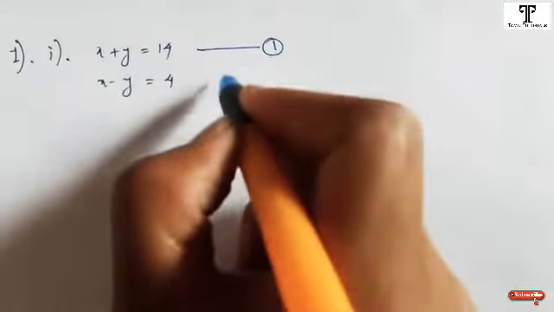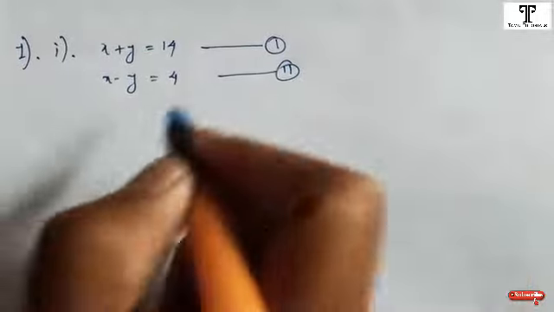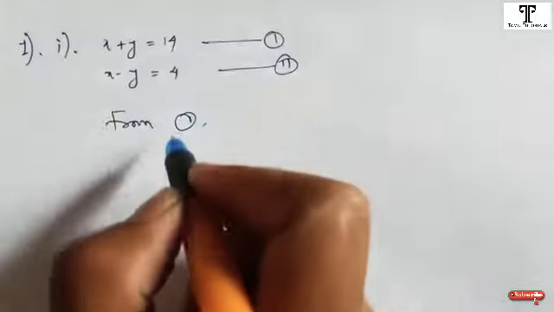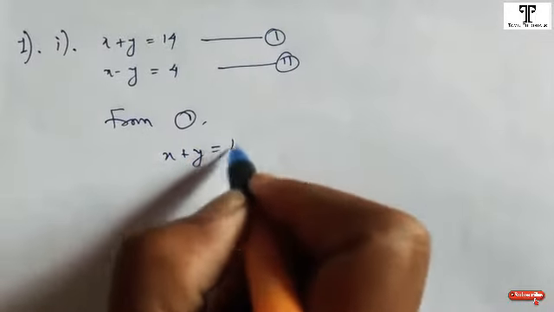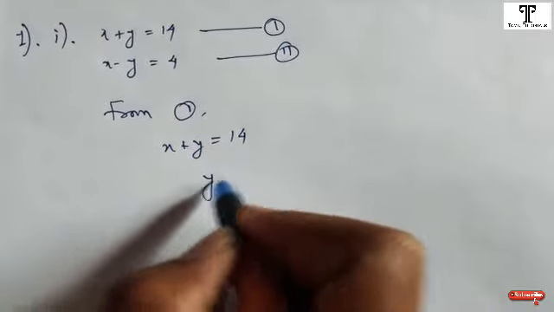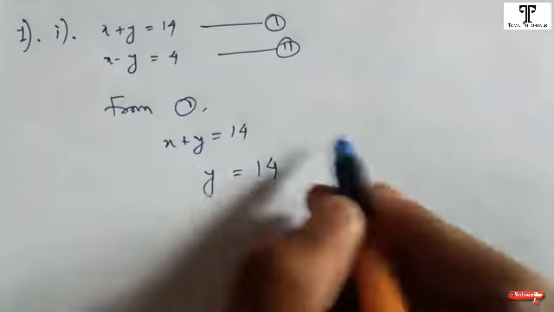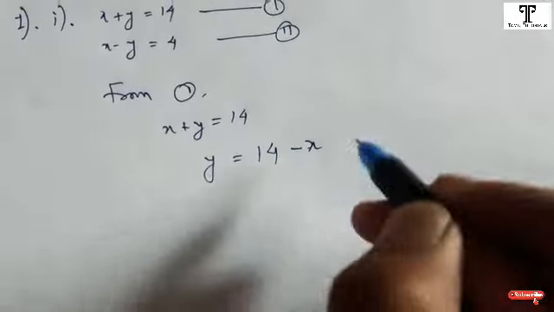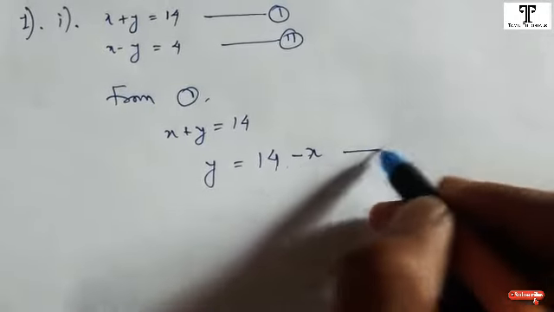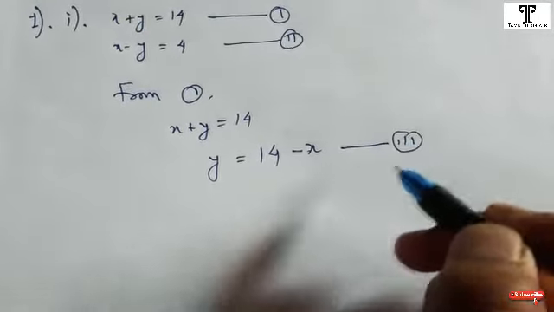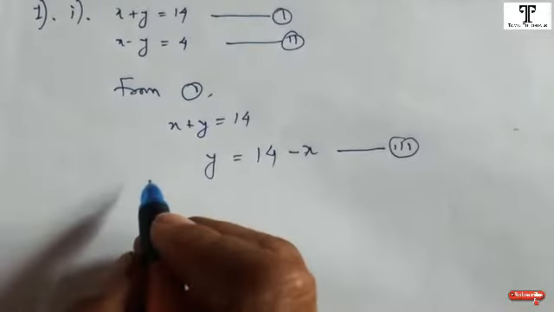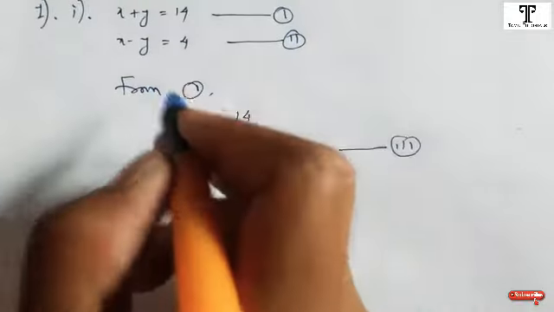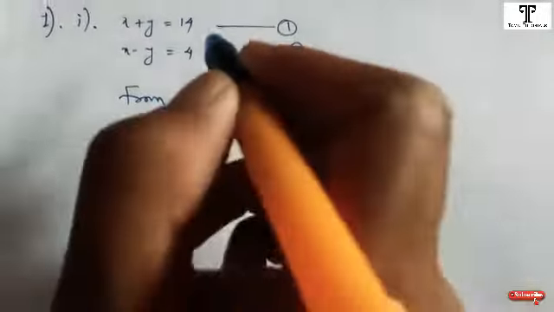The given equations we can name equation 1 and 2. From equation 1, x plus y equals 14, you can write y equals 14, taking x to the other side, minus x. So the value of y is 14 minus x. This expression we can name equation 3. Now our job is to substitute this value in equation 2. If you have taken it from 1, you have to substitute in 2.